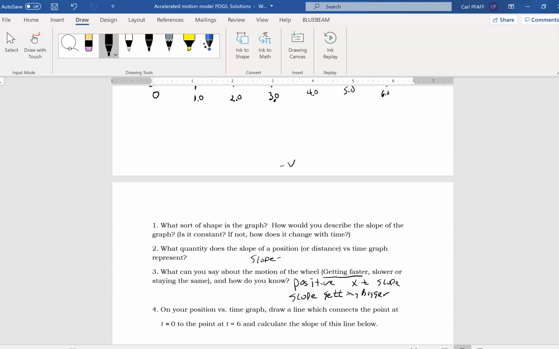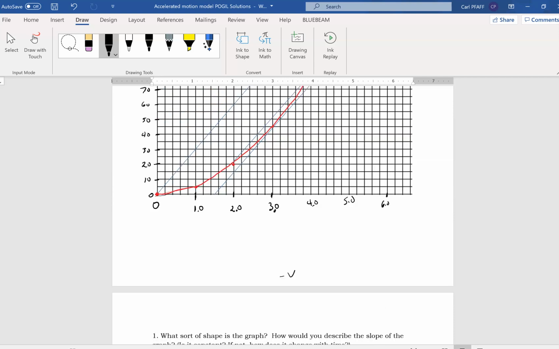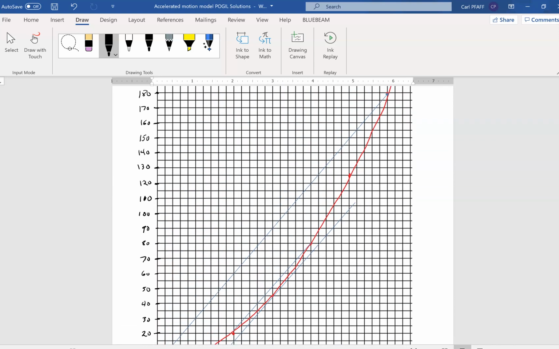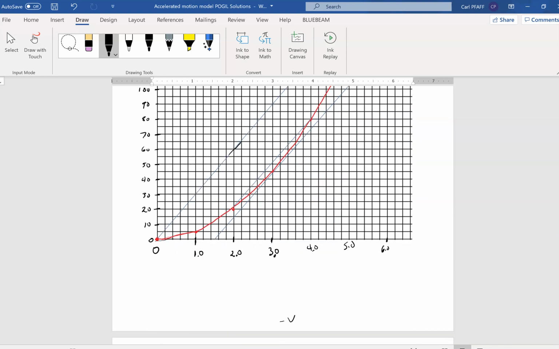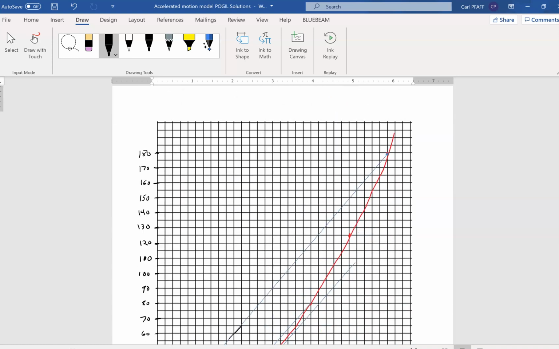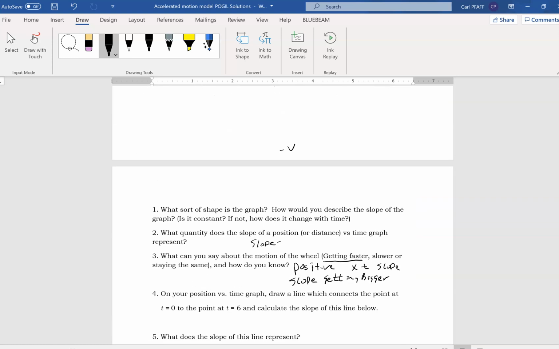On your position and time graph, draw a line which connects the points t equals 0 to t equals 6. So here you see I've drawn that line, from 0 to t equals 6. And it says calculate the slope. Well, the slope should be 180 minus 0 over 6, or 30 centimeters per second. And I just used the endpoints of my data to do that. Normally, if we were doing a graph by hand, we wouldn't use the data points, but for this case, we're fine. What does the slope of that line represent?